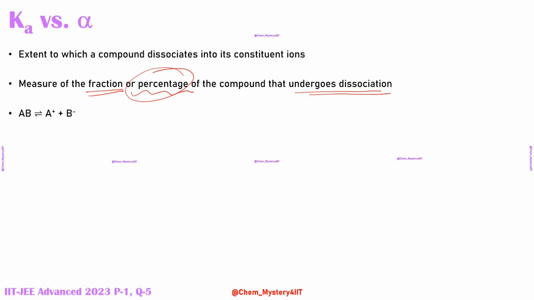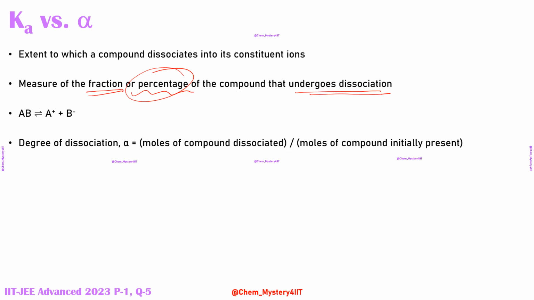So if you have AB, some general expression for any given electrolyte, this is going to dissociate into A plus and B minus. Degree of dissociation, which we are writing here as alpha, is defined as the number of moles of the compound dissociated divided by the number of moles of the compound initially taken.